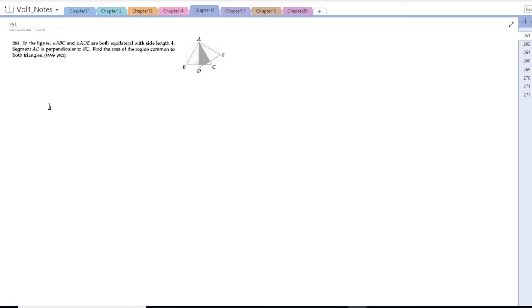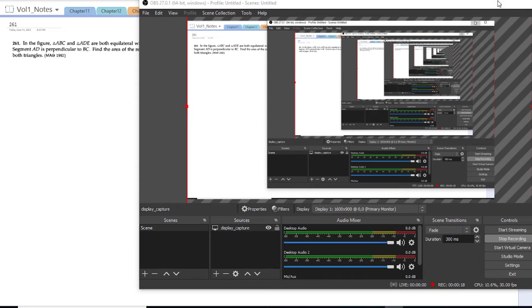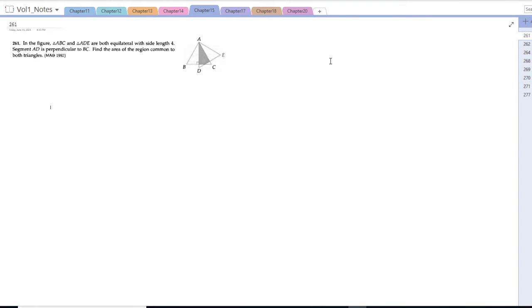Today we are going to solve chapter 15 for the AoPS Volume 1. This is another geometry topic about the perimeter and the area. So it's supposed to be a little bit simple, right? Let's start with problem 261.